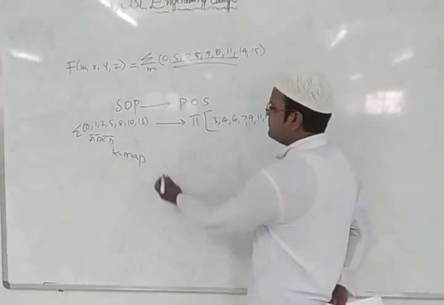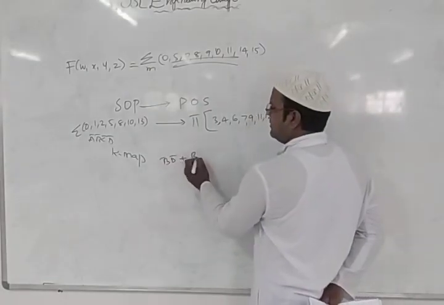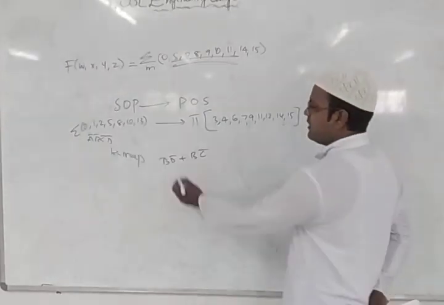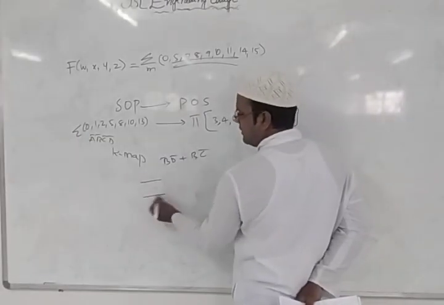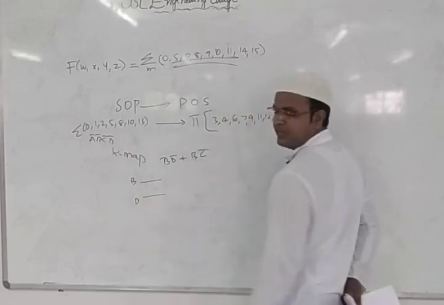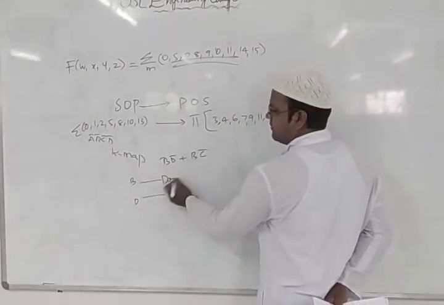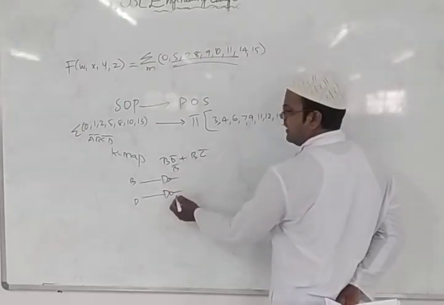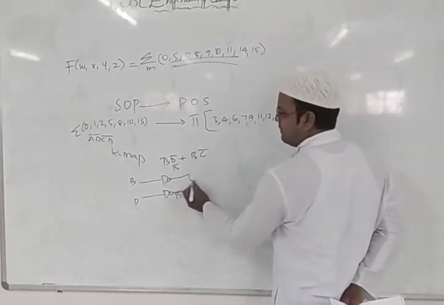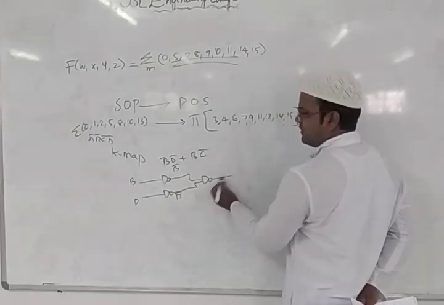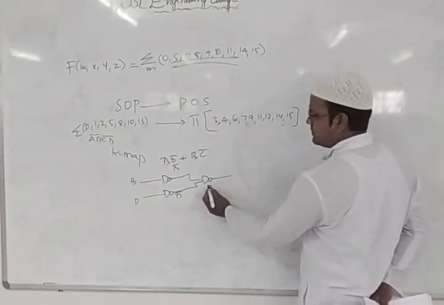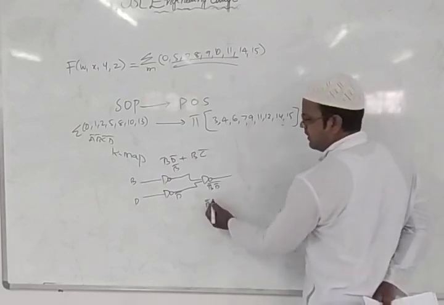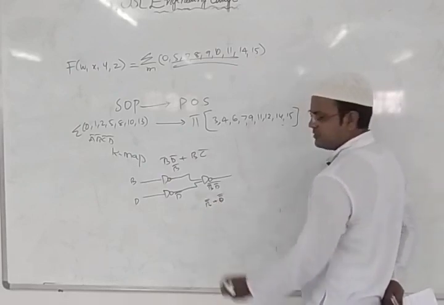Suppose you are getting the answer as B bar D bar plus B C bar, something like this. You have to implement it using NAND gates. How do we use NAND gates? First we take B and D, and we take their complements separately, each with a NAND gate. So we got B bar and D bar. These two we pass to a single NAND gate, so we get B bar D bar whole bar. If you apply De Morgan's law, what I'll get is B double bar plus D double bar, which is nothing but B plus D.